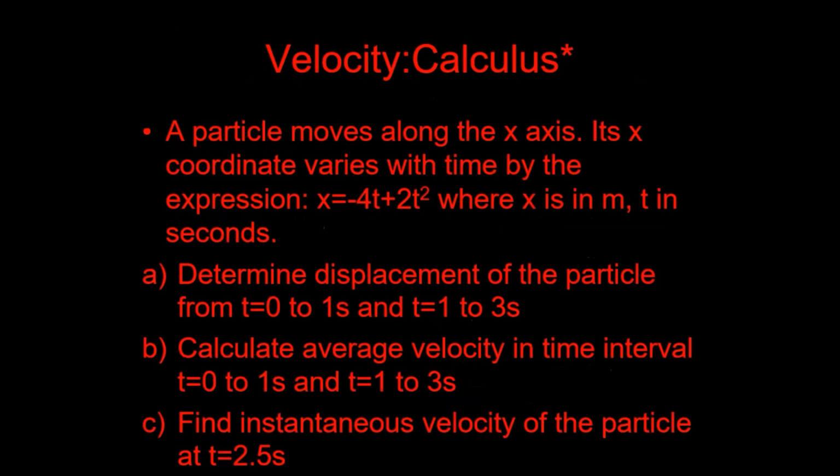So let's take another look at some of the calculus problems that we already looked at. Earlier on, we had a particle moving along the x-axis. Its x-coordinate varied with time by x equals negative 4t plus 2t squared. We were asked to determine the displacement of the particle from 0 to 1 second and 1 to 3, find the average velocity over the 0 to 1 and 1 to 3 second interval, and the instantaneous velocity at a point.